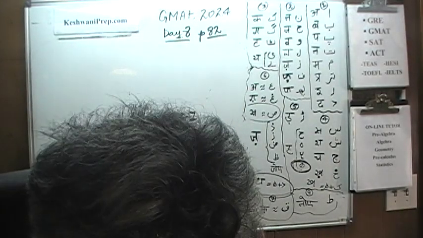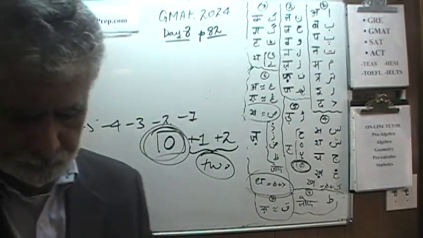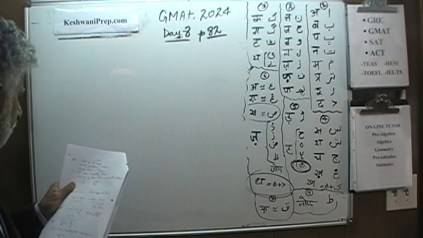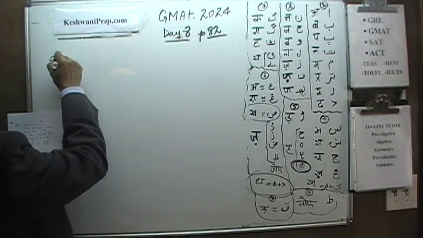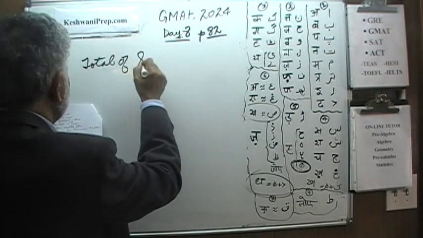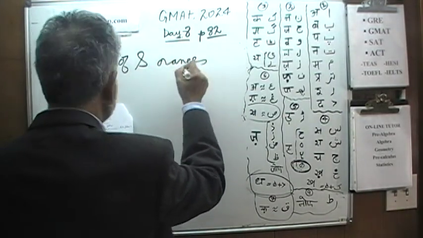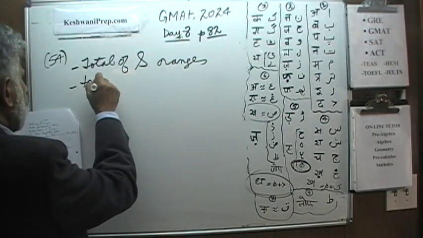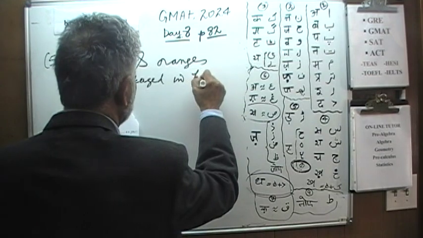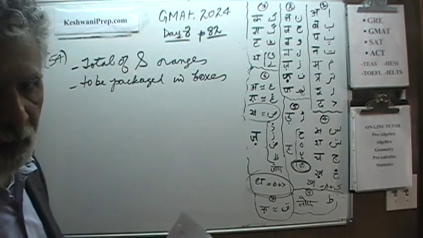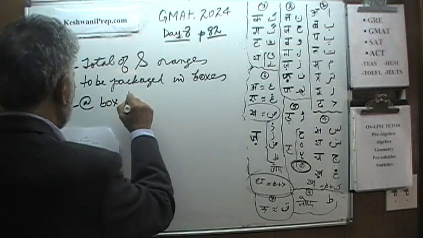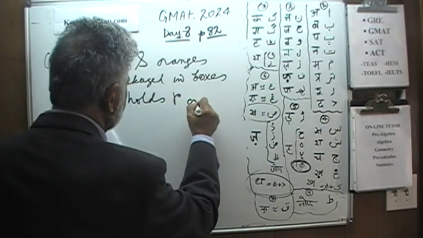Number 54. Let's see what 54 has to say. 54 says that we have a total of S oranges to be packaged in boxes. We have a certain quantity of oranges, we're going to put them in boxes. We are told that each box holds R oranges.